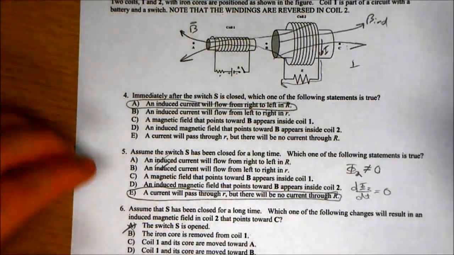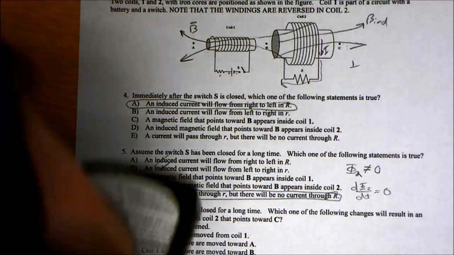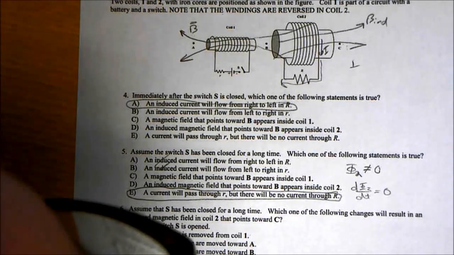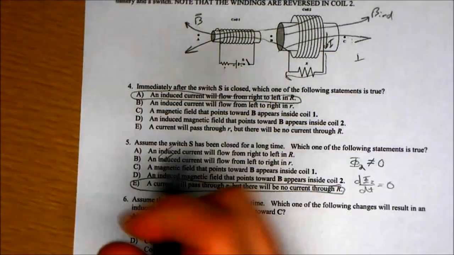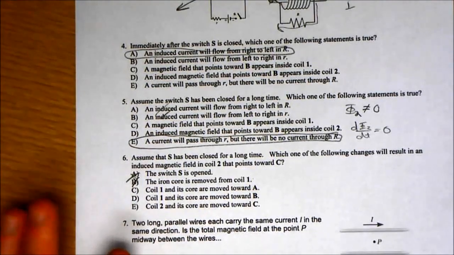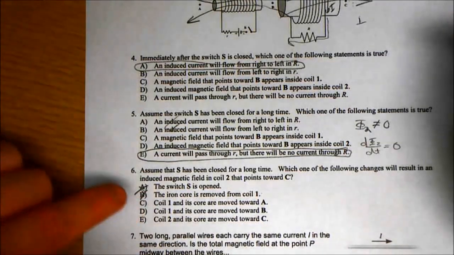The iron core is removed from coil 1. Well, we didn't talk about this much. Removing the iron core will decrease the magnetic field, which is the same thing as opening the switch. It's just going to change the permeability of the space in the solenoid. Don't worry, I won't assign something on the test like that unless I warned you. All right, but let's look at the other option.